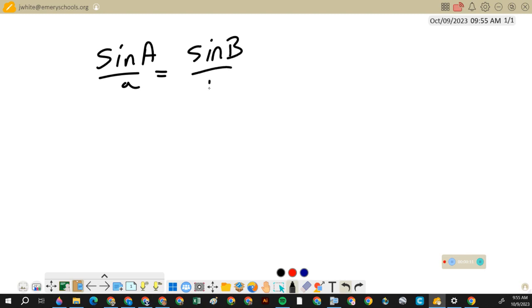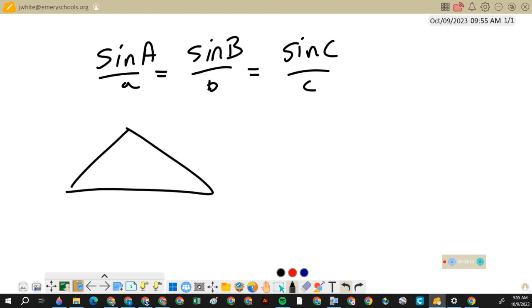We're going to do the law of sines worksheet today. And remember, the law of sines is simply the sine of A over a is equal to the sine of B over b, which is equal to the sine of C over c. So if I have a triangle, this is number 1: 22, 118, and 24.